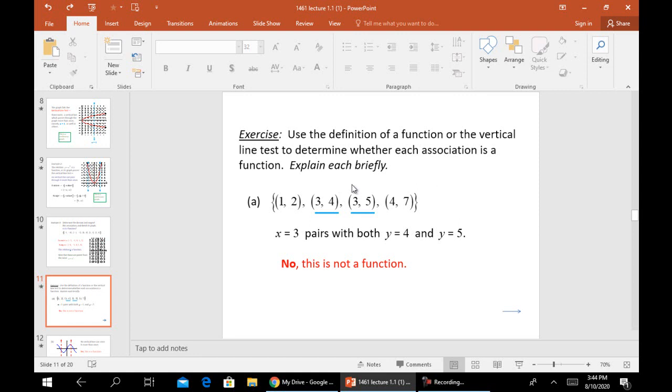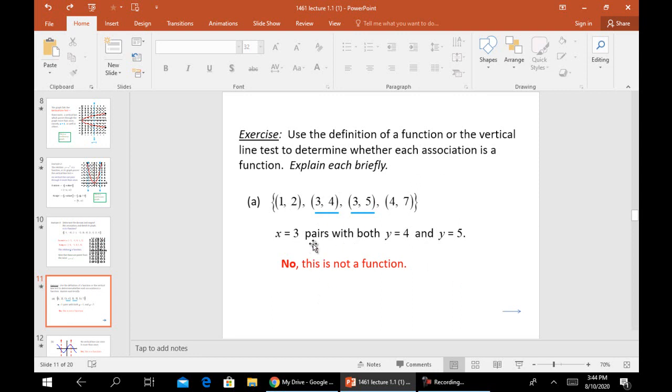So this is an exercise where we want to check whether a given association or a correspondence is a function or not. So we have the pairs (1, 2), (3, 4), (3, 5), and (4, 7). Unfortunately, we see that 3 is assigned to two distinct numbers, 4 and 5. Since 3 is paired with 4 and 5, it's not a function.